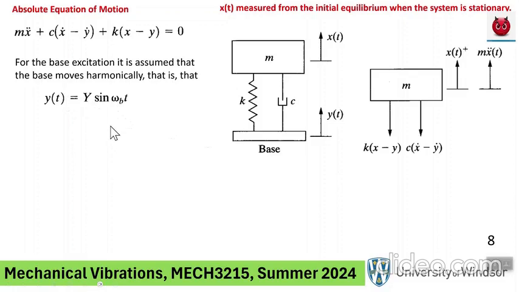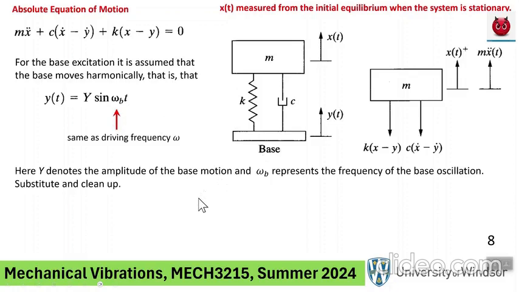That harmonic base motion has a base amplitude and a frequency omega b, because it's a sine curve. Okay, we're assuming it's harmonic. It looks like that. This is what we refer to as the driving frequency, because it's driving the base. And this big Y is the amplitude of the motion of the base.